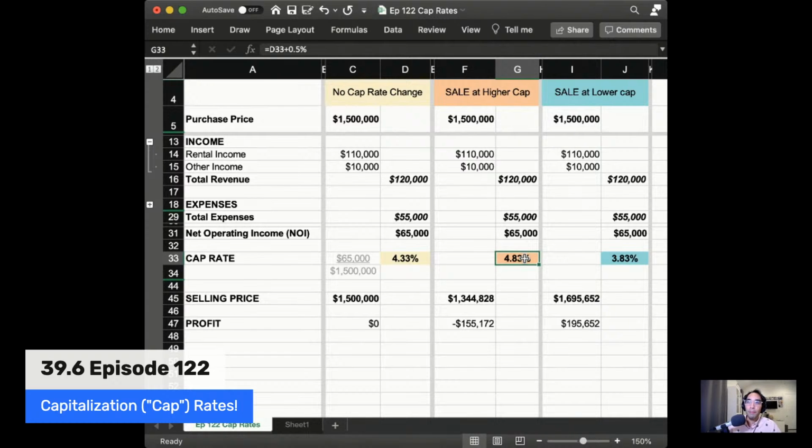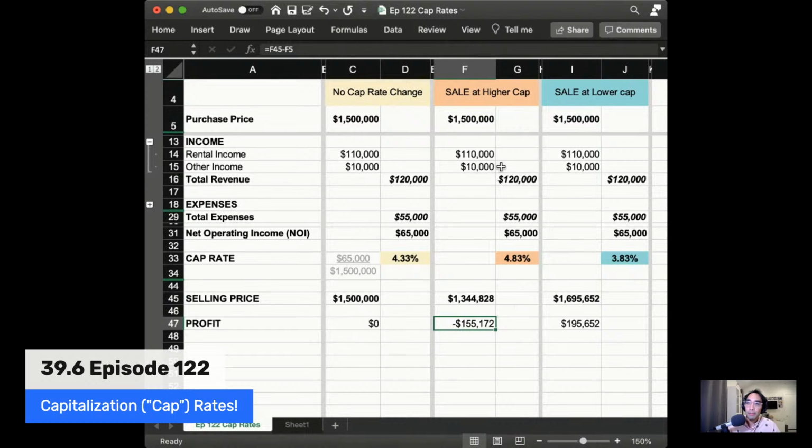So what is the property now worth if you were to sell it? Well, you would take that $65,000 and divide it by 4.83%, and that would equal $1.34 million. Unfortunately, that is now less than what you purchased it for, which was $1.5 million. You have now lost $155,000 in addition to your transactional costs.